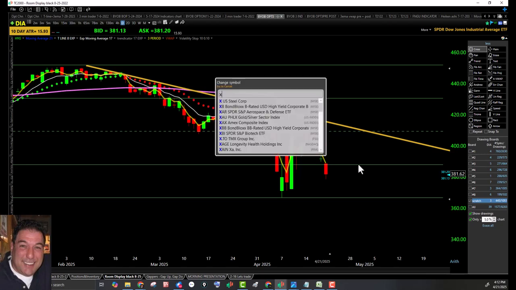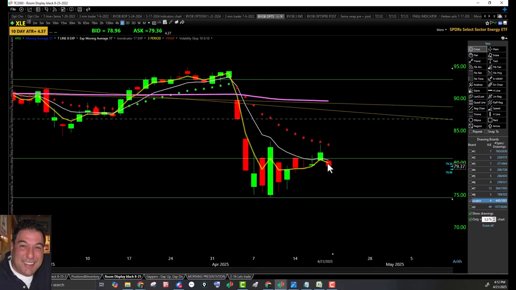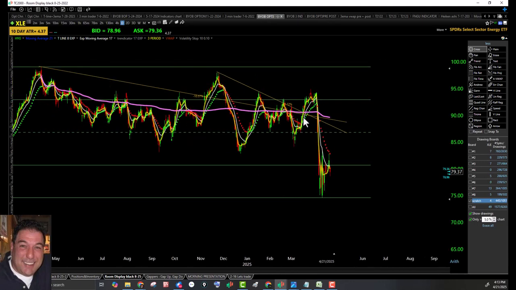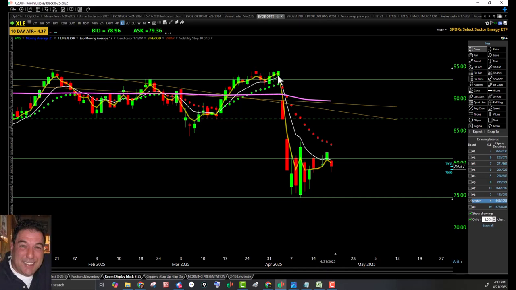First sector, XLE. Here's our energy sector. Price action, lower high, lower low, down in quadrant 1. That's bearish. See that? Closing underneath the bearish trap. The 3 is underneath the 8. That makes it a bearish trap. Closing underneath the falling 17. Closing underneath downtrend line 1, downtrend line 2, all-time high anchored VWAP. Down here, quadrant 1, making lower highs and lower lows. That's a downtrend. Okay, there's XLE.